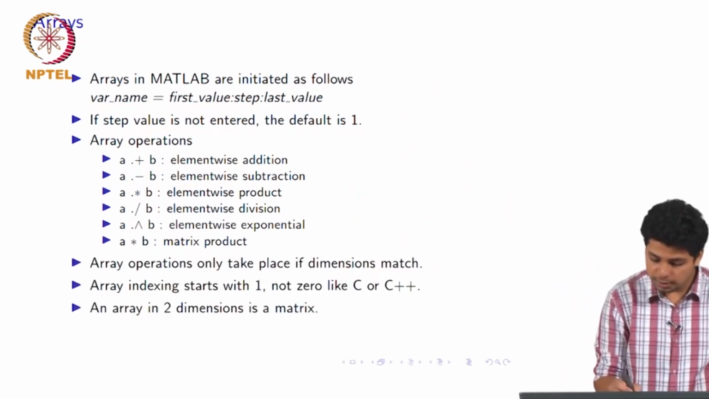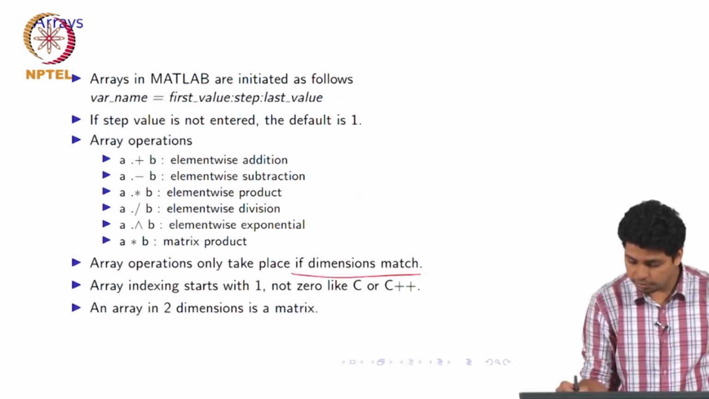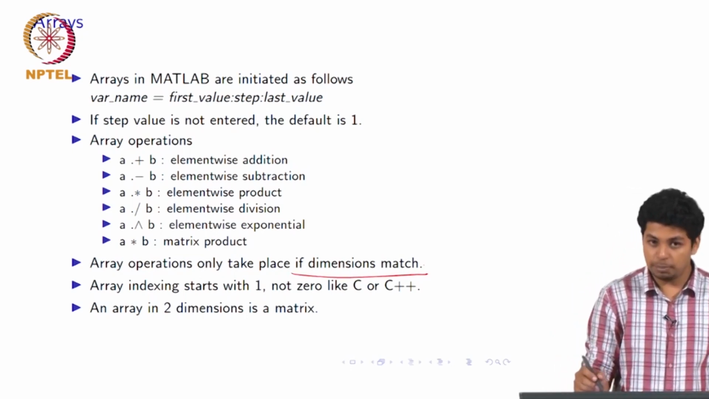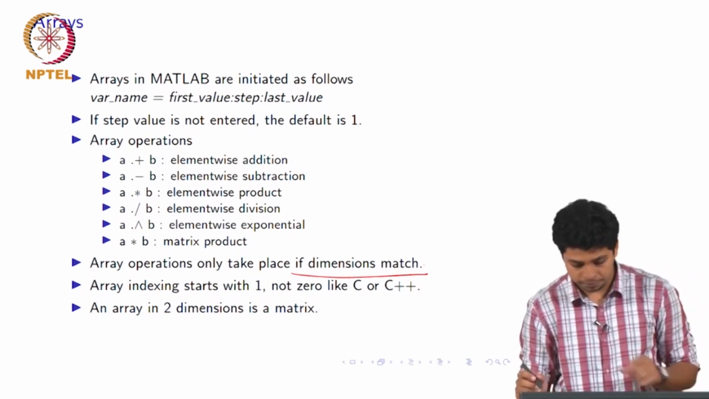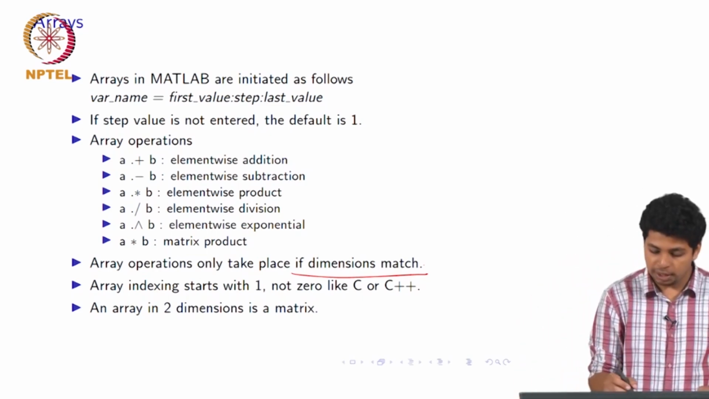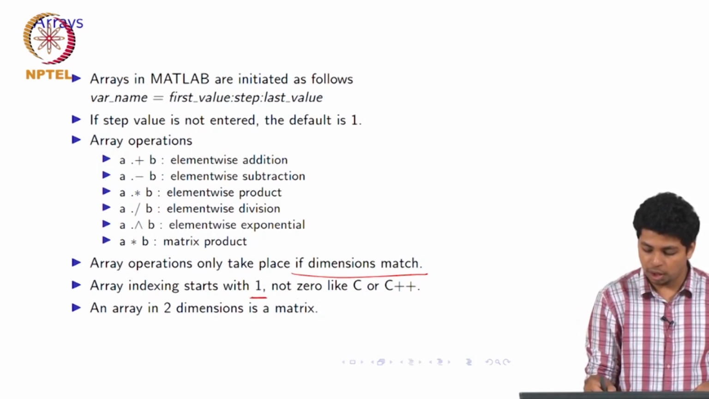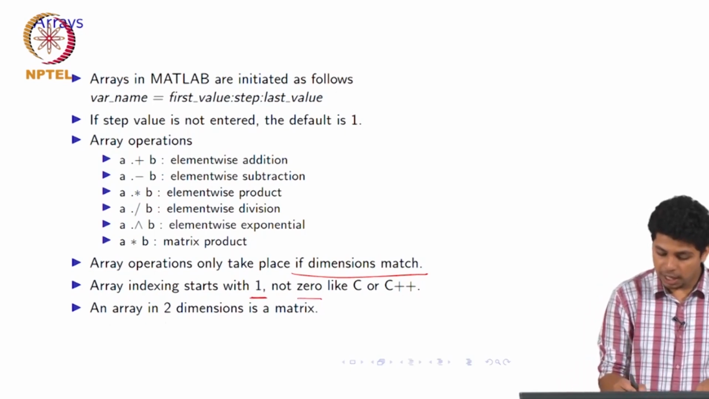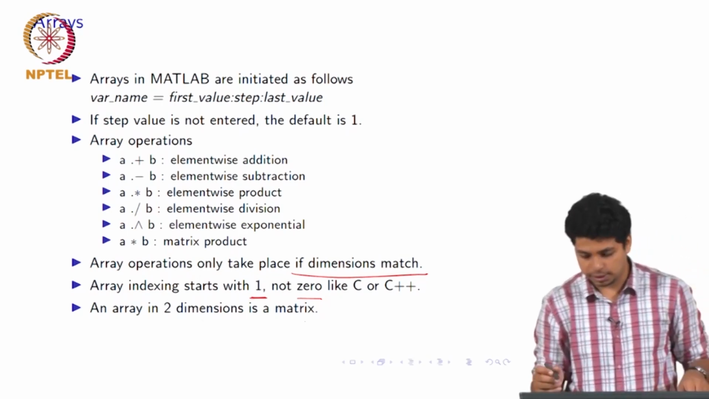Now array operations will take place only if the dimensions of both variables which are storing arrays will match. If this does not happen, then Matlab will give you an error. And again I would like to remind you that the indexing starts with 1, not 0 like C or C++. Okay. Then if you have a 2-dimensional array, then it is basically a matrix.